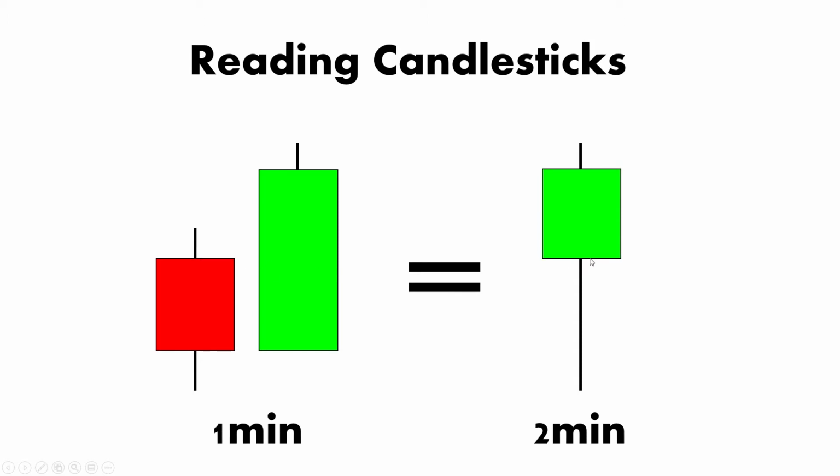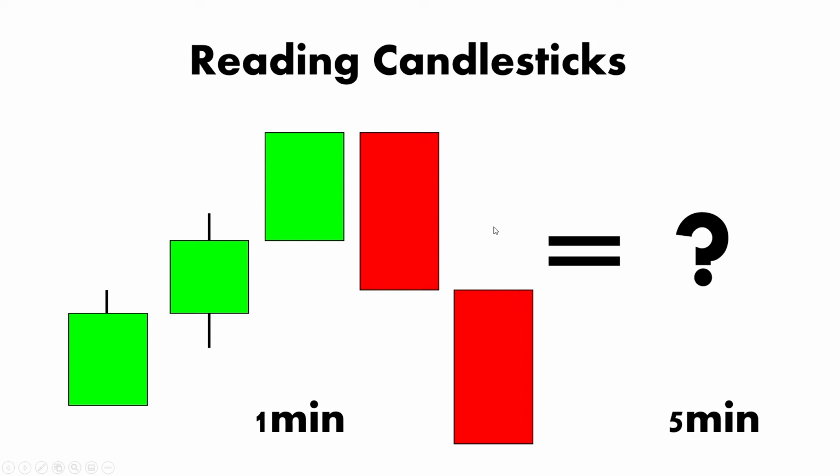It opens on the first minute candle, closes where the second minute closes, but the wicks show the history, right? The wicks tell us that at some point in this candle, the price was as low as this and as high as this. Now let's move on to something harder.